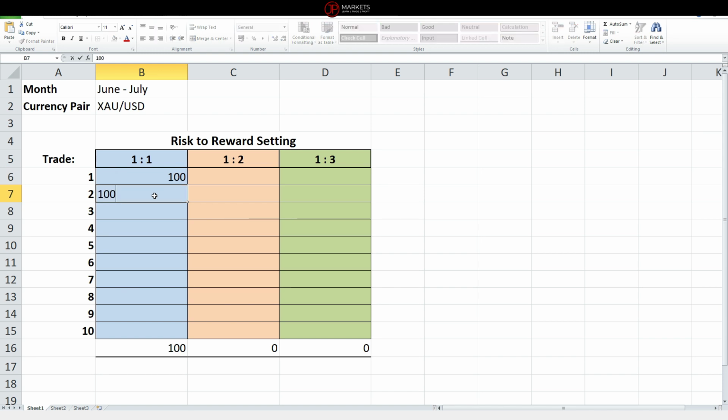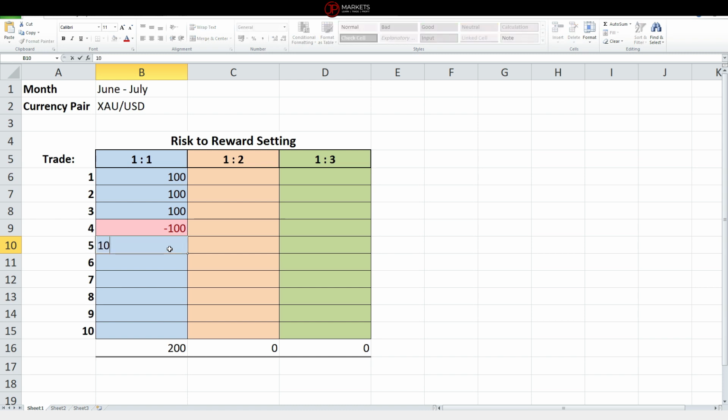Trade number 2, we also made $100 on that one. So far $200 in profit. Trade number 3, $300 in profit. We lost trade number 4, sadly. So let me give that a red. So that's bad. Okay. So we're back to $200 of profit.